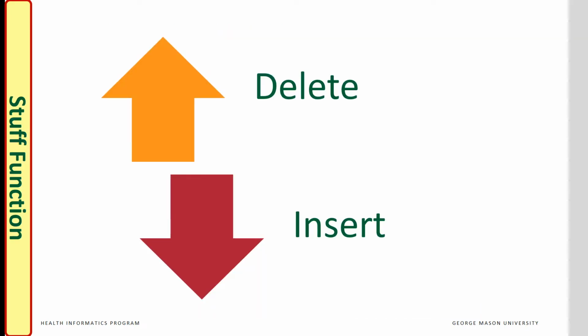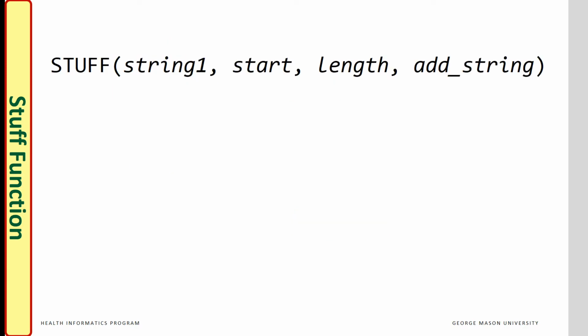The STUFF function is also useful and has a more complicated syntax. The STUFF function first deletes a sequence of characters of certain length and then inserts another sequence of characters into the string starting at the start of the deletion. The deleted length and the inserted string do not need to be the same length. The syntax of the STUFF function is shown in this slide. All function arguments are required and must be specified before STUFF works.